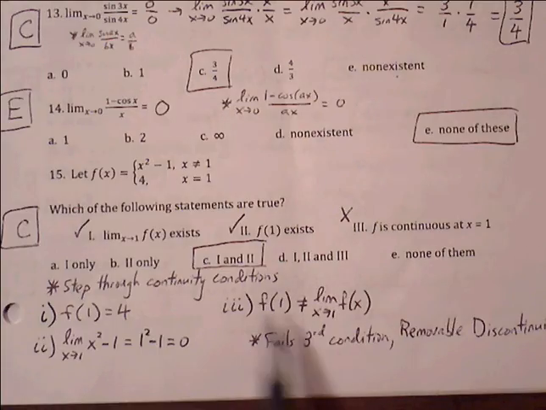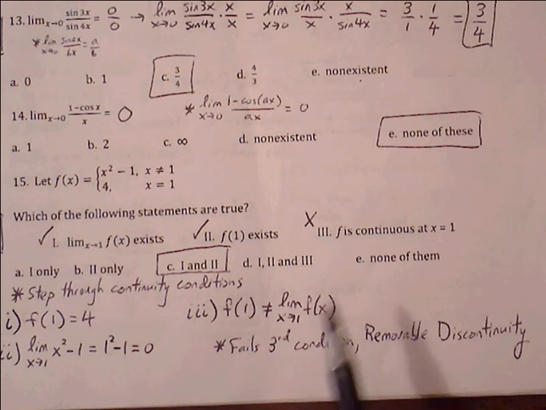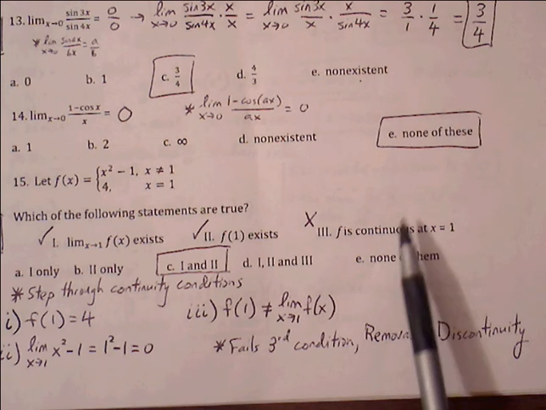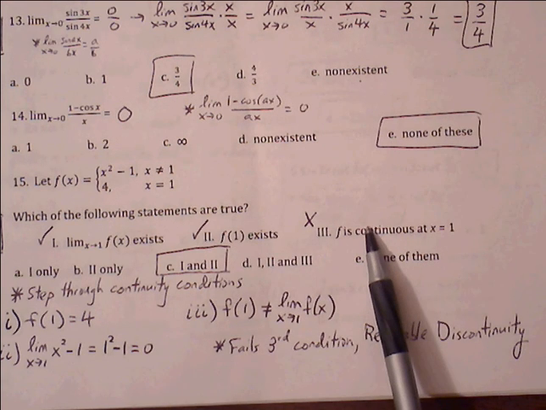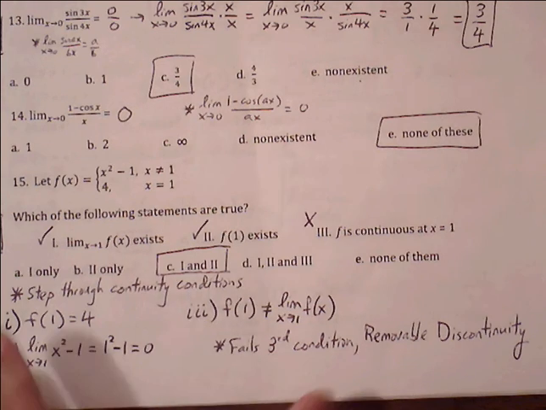So what happens is the limit exists, the point exists, but there's a removable discontinuity. There's a hole in the graph, and that hole means that the function is not continuous, so this statement is false. So the only true statement is going to be the point exists and limit exists, so answer choice C.